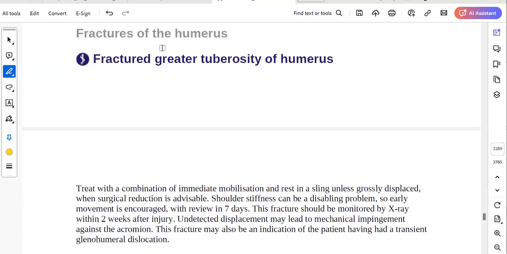Moving on to fracture of the greater tuberosity of the humerus. So now we are going into the humerus fracture.